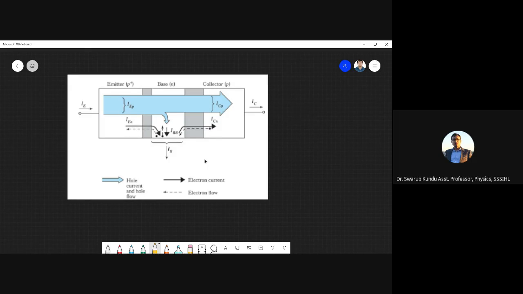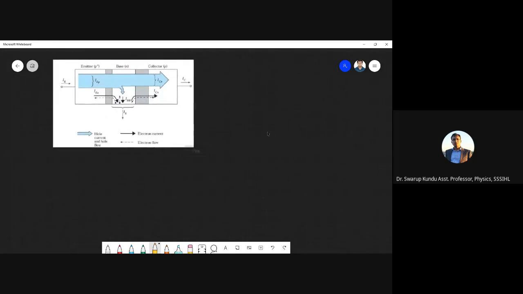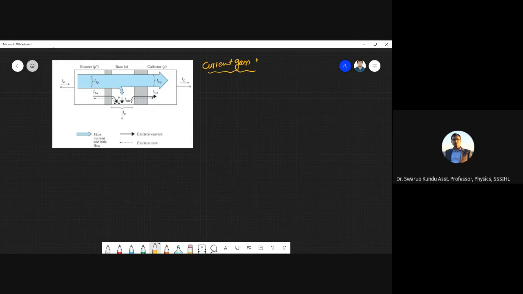So let's try to correlate them and derive some parameters for the transistor. We are basically going to derive the current gain of a transistor. Okay? So it's called current gain.